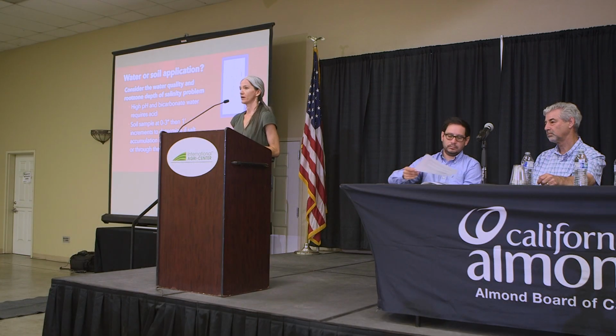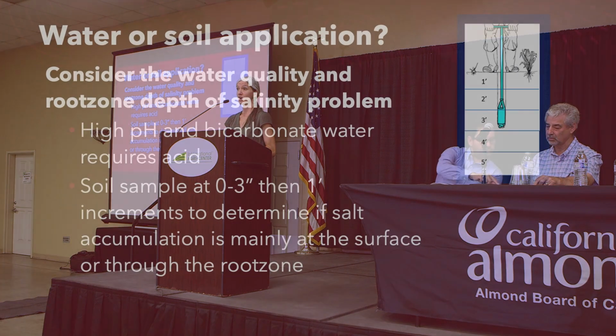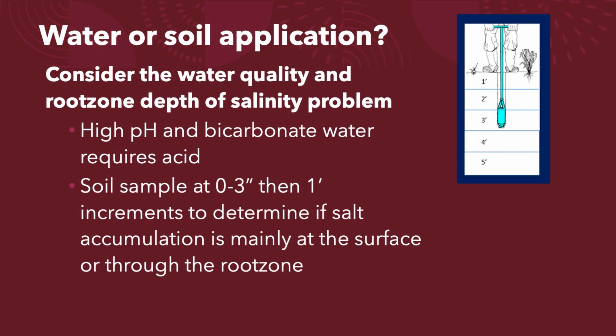Okay, so a lot of times we're wondering, should I make a water or a soil application? As Ben mentioned, with the soil analyses, if you're doing it for the purpose of figuring out what amendments to apply, it's really important to get those 1 foot incremental depth samples, and then to take that sample between 0 to 3 inches. What this soil analysis tells you with depth is the extent of your salinity problem.